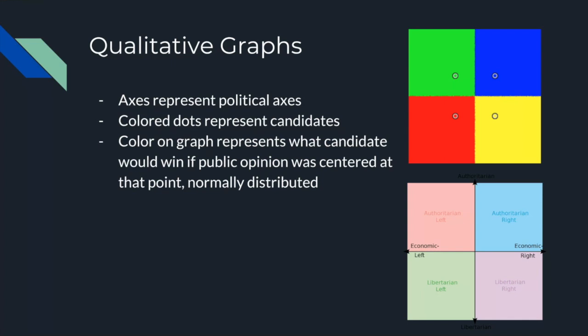We're assuming that political opinion is normally distributed in this simulation. We would expect that if the political opinion were centered on a candidate, that the candidate would win. Such is the case in the example provided here.